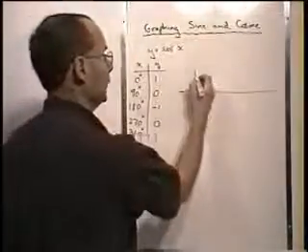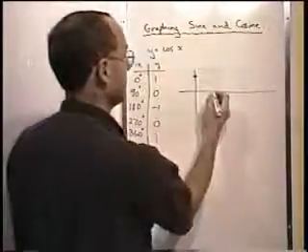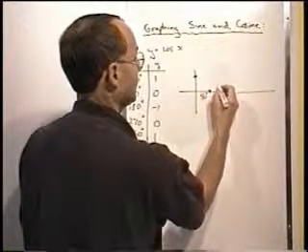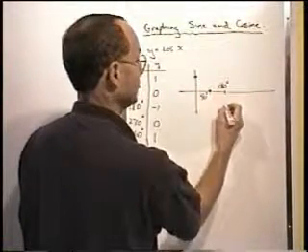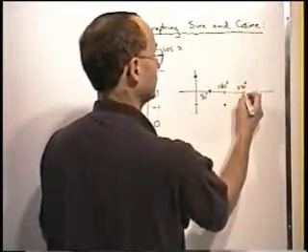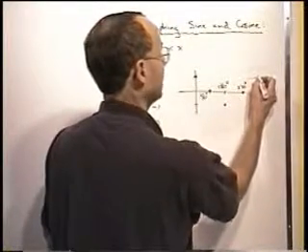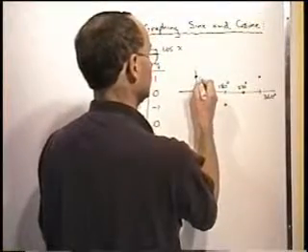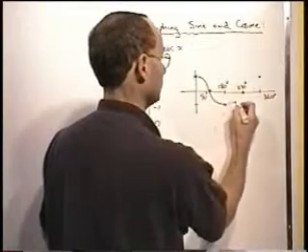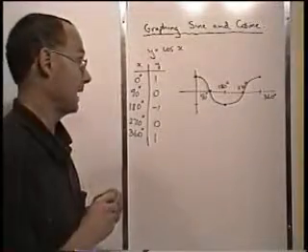Now what's that going to look like? Well, we're going to have this point here, 0 degrees corresponding to 1. 90 degrees later, we're at 0. At 180 degrees, we're down at -1. At 270 degrees, we're at 0. And at 360 degrees, we're back at 1. So this is what our graph looks like. So that's the basic cosine graph.